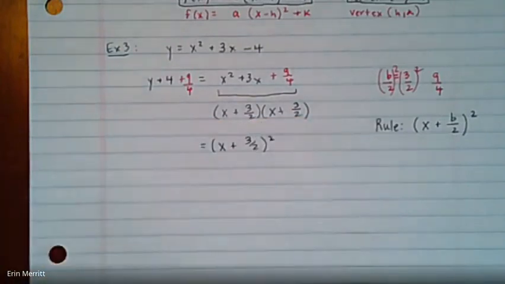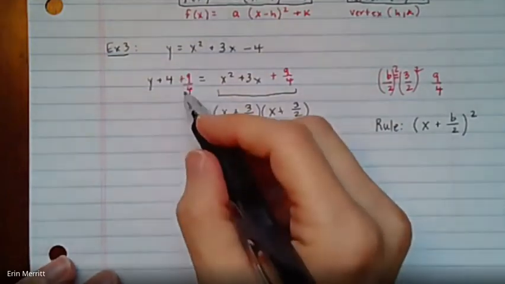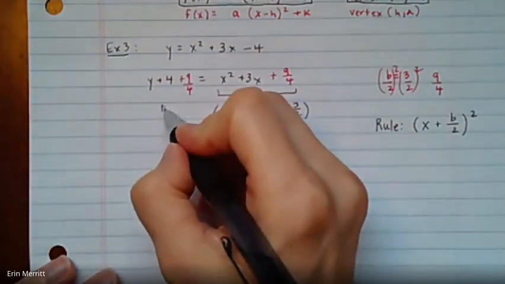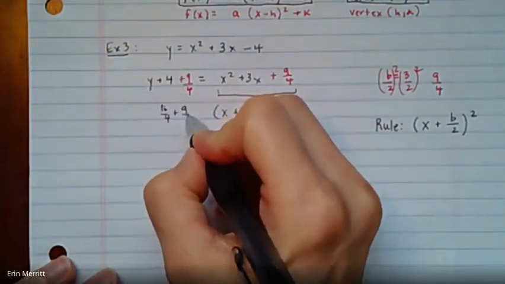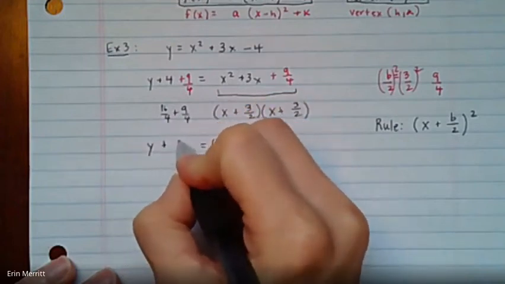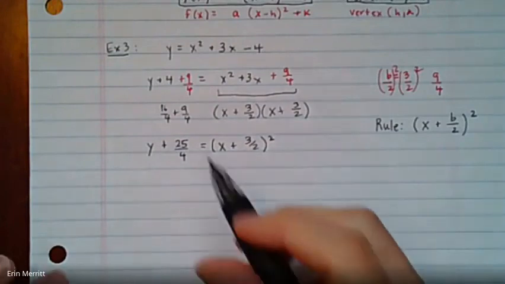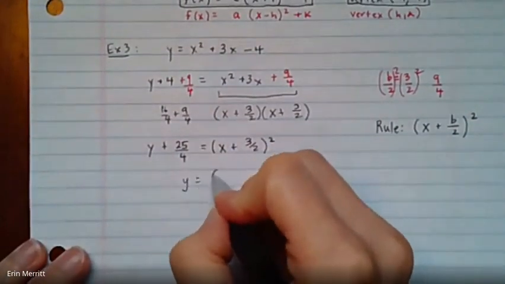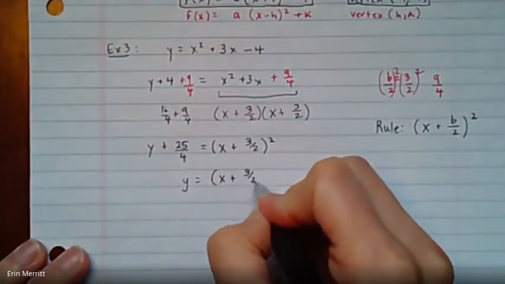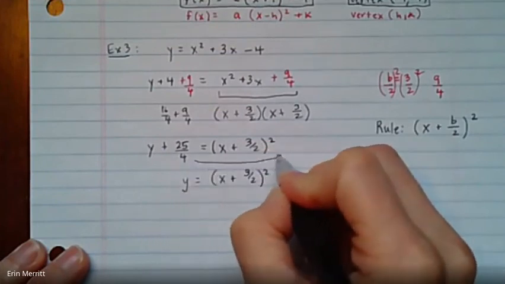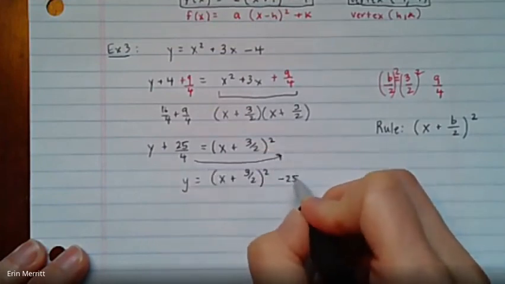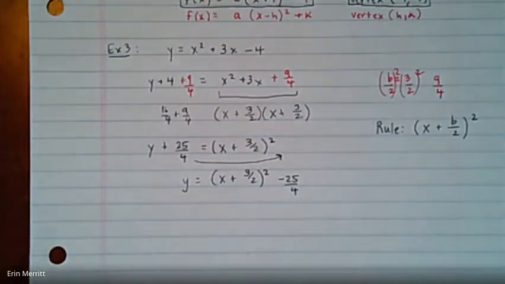On the other side, you can add this together on your calculator, or you could get a common denominator of 16/4 so that you could add it to 9/4. So you'd get y plus 25/4, and then we're almost there. Just bring it back over. So I'm going to have x plus 3/2 squared, and then subtract that 25/4 back to the other side.